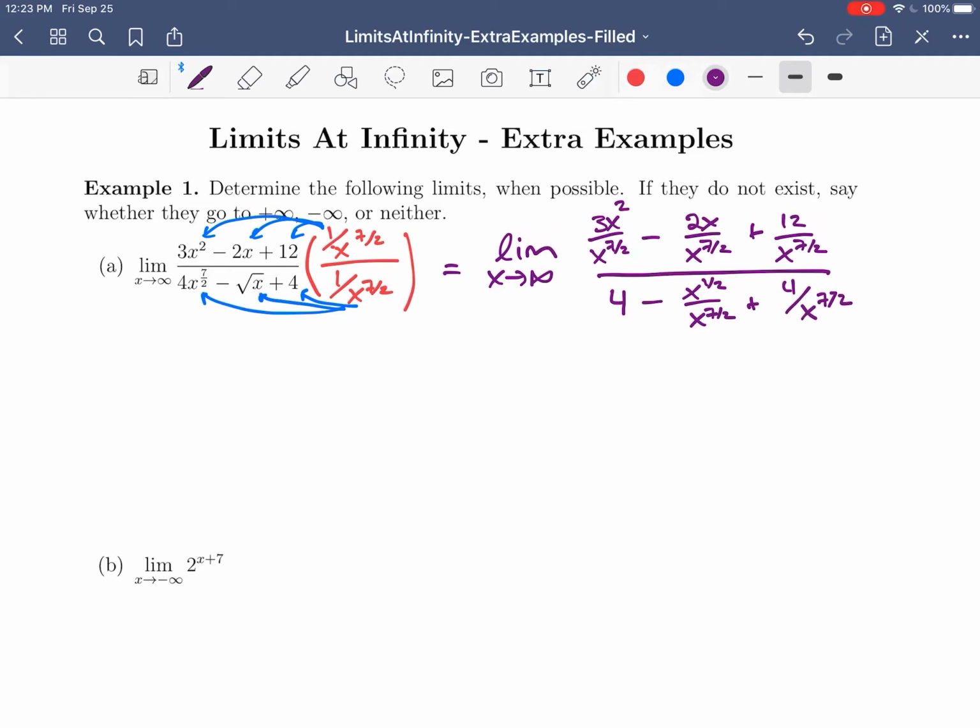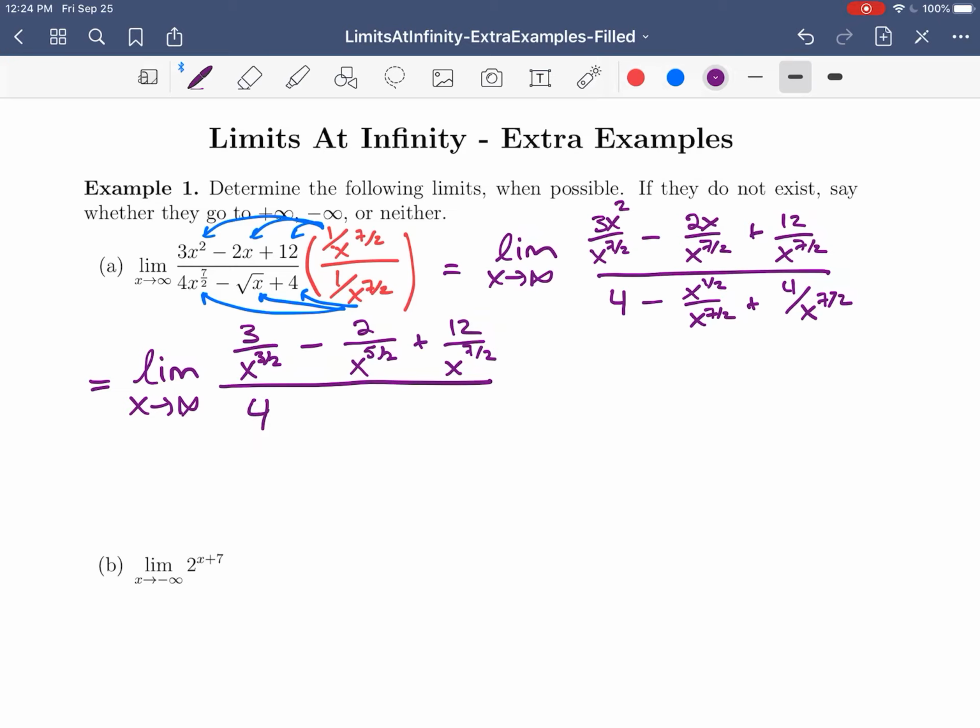Okay, so now we're going to simplify. Each time I have x to some power divided by x to some other power, I can subtract the exponent. So I'm going to cancel as much as I can. On the first one, I can take out x squared. That's x to the 4 over 2, so I'm left with x to the 3 over 2 in the denominator. On the second one, I'm canceling an x, so that's going to be x to the 5 over 2. And then the 12 stays.